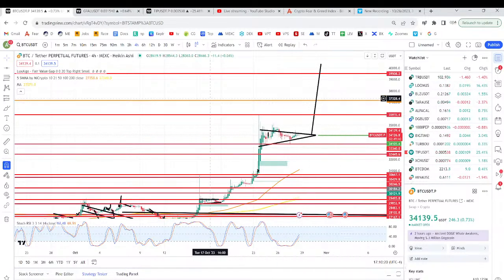So I'm not looking for more downside in Bitcoin right now. Maybe a few $100s, but not a $1,000 move. So you have to hold that level. That is key support right there at 33,200.